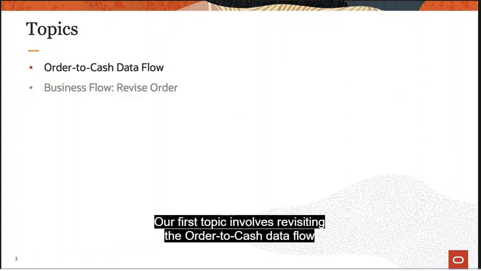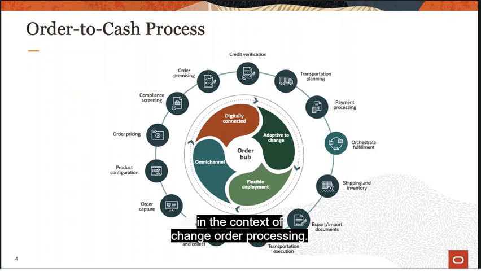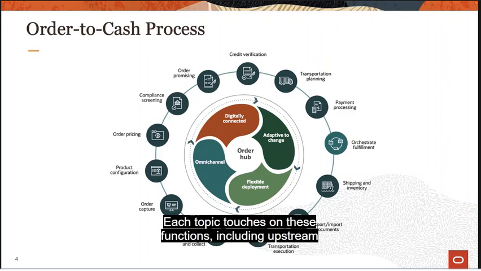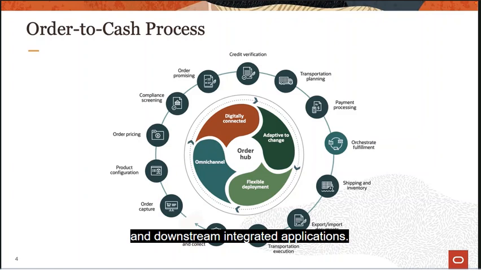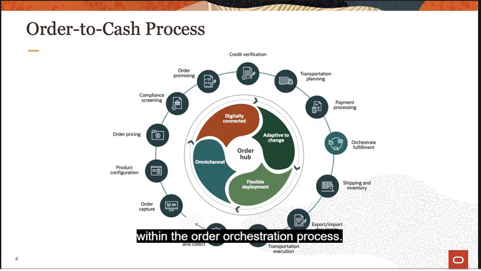Our first topic involves revisiting the order-to-cash data flow in the context of change order processing. With each lesson, we have reviewed this graphic, which represents the wide range of functionality provided by the order-to-cash flow. Each topic touches on these functions, including upstream and downstream integrated applications. In this lesson, we focus on change management within the order orchestration process.